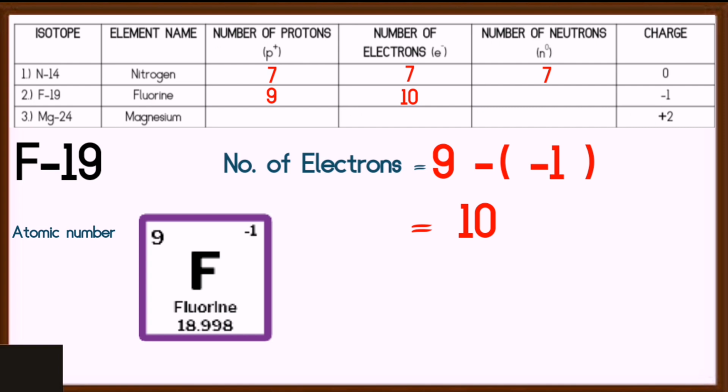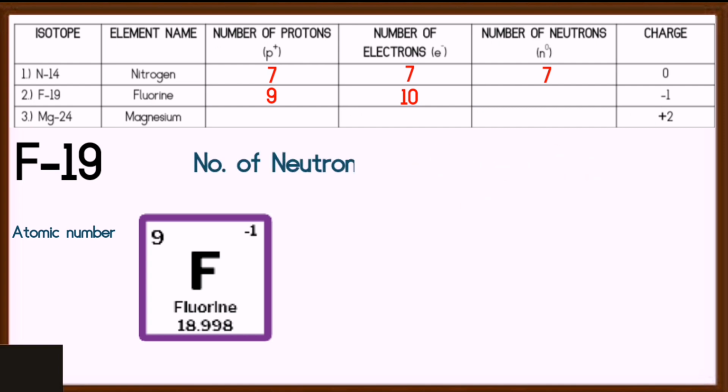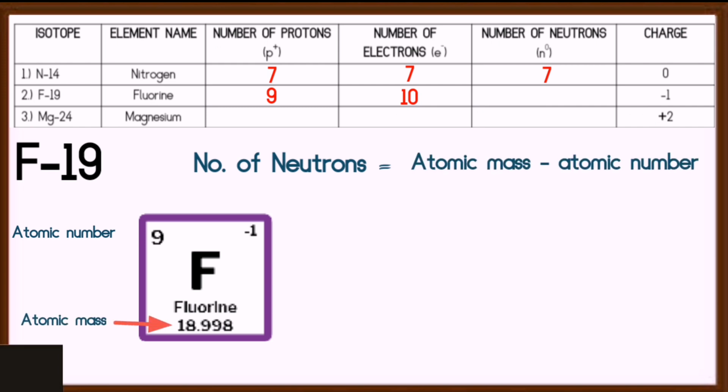So 10 is the number of electrons for fluorine. For the number of neutrons, you are going to subtract the atomic number from the atomic mass. The atomic mass of fluorine is 19 minus the atomic number, which is 9, so the answer is 10. Therefore, the number of neutrons for fluorine is 10.